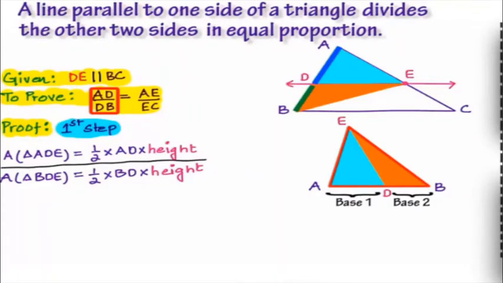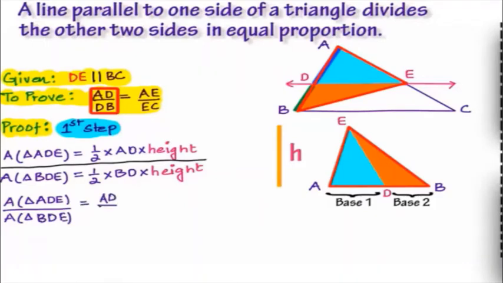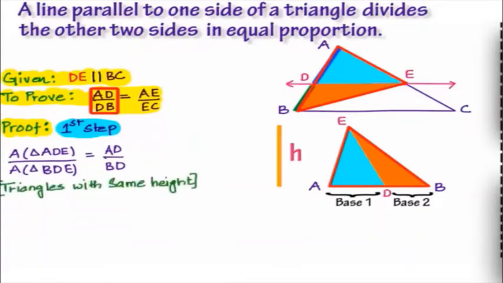We can see that both the triangles are made from the large triangle ABE. Therefore, the heights of both the triangles are the same. Therefore, the ratio of the areas can be written as area of triangle ADE upon area of triangle BDE is equal to AD upon BD, cancelling the common values half and height, as the triangles have the same height. So this was the first step. Now let us move towards the second step.